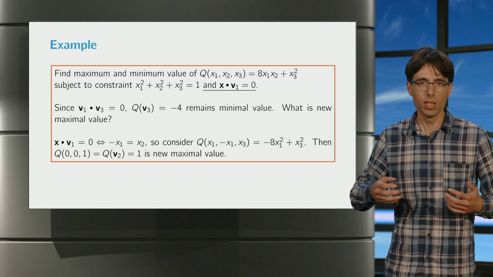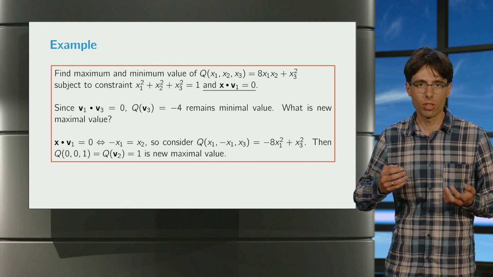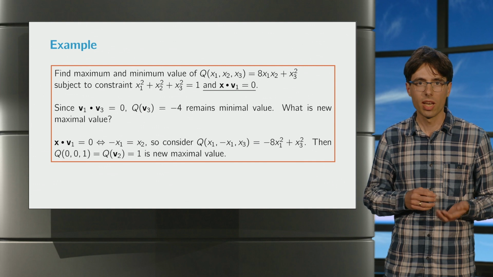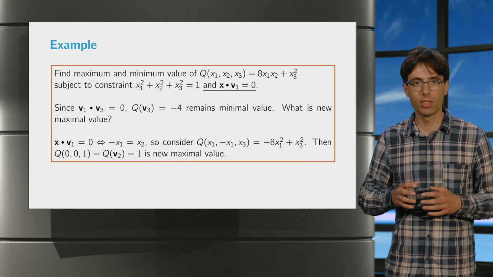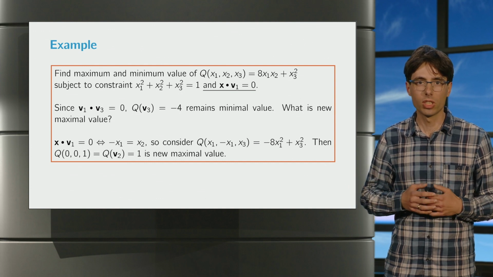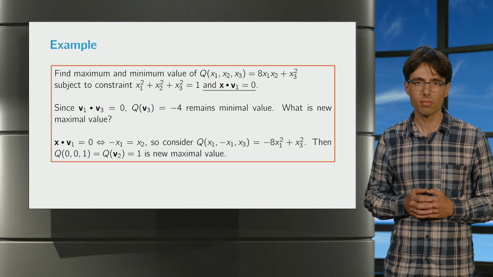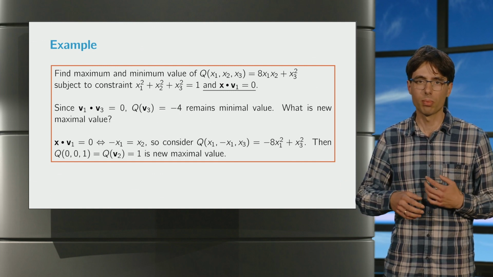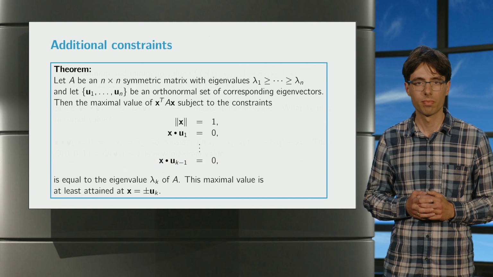So why would you want to consider this type of extra constraint? Well, such an orthogonality condition plays an important role when considering the so-called singular value decomposition of matrices. So if you study this decomposition, you will definitely encounter this type of constraint. Now, how would you solve such a problem in general? For that, we have the following theorem.